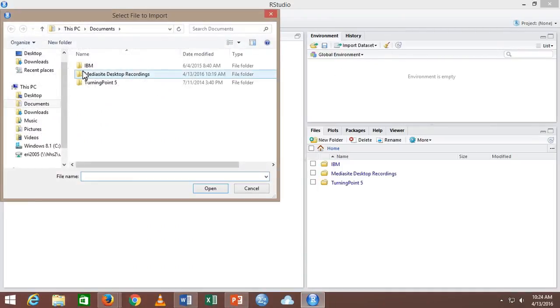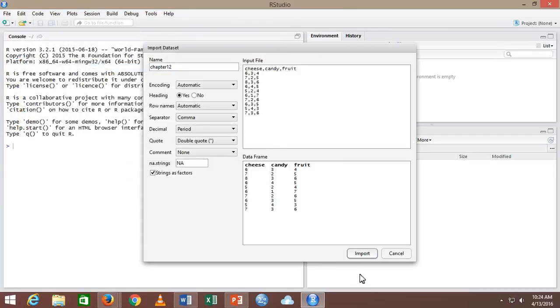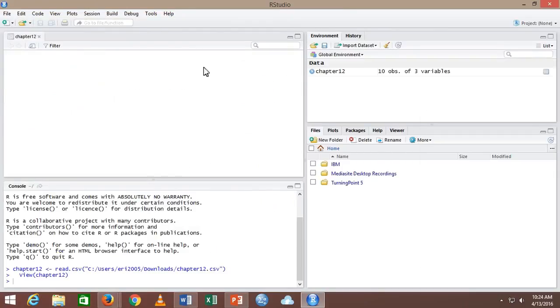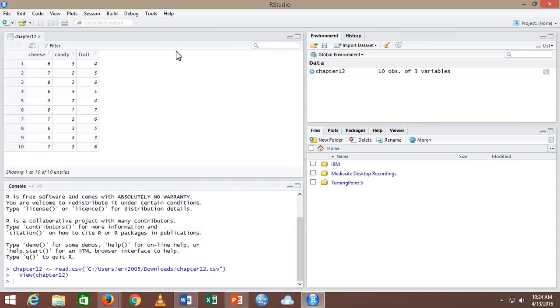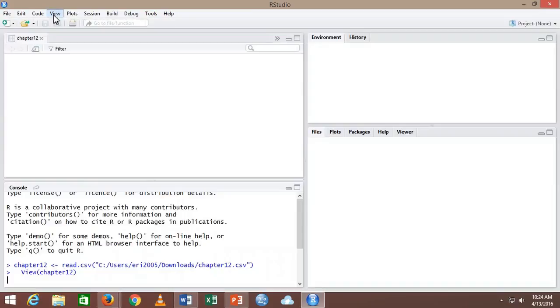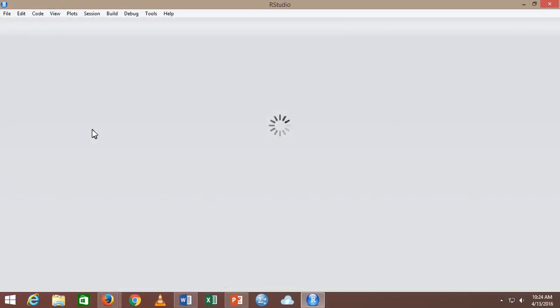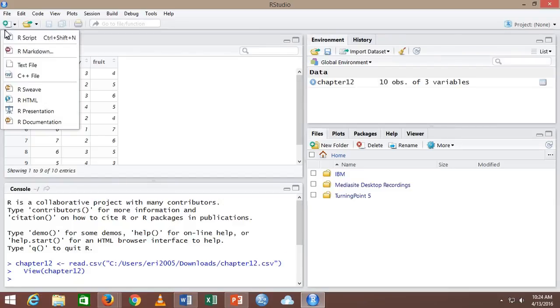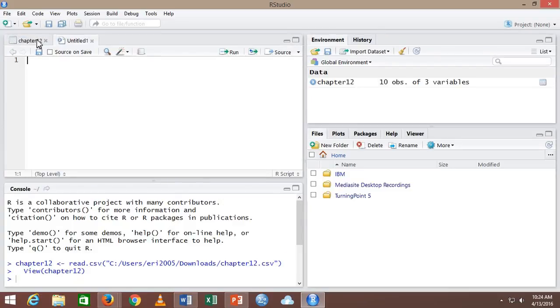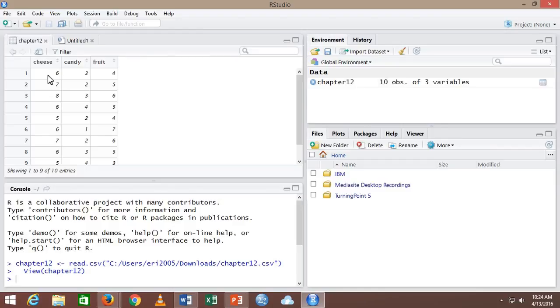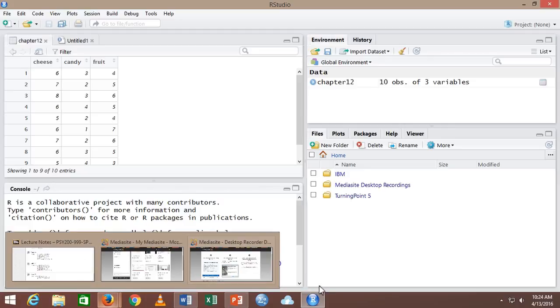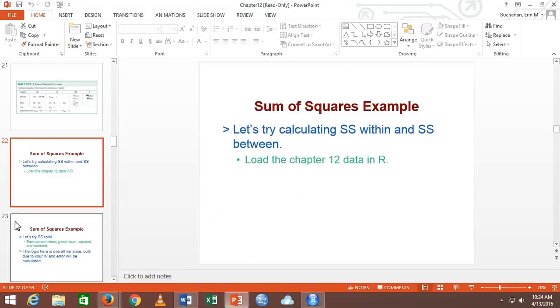So I'm going to load that up by import dataset from text file, chapter 12. Give you guys a second to load that. So we should end up with a data set that's got our 3 different groups. So you have to remember these are different people in each one. So we actually have 30 people, 10 in each group. It's not repeated. Each person only got one type of snack.